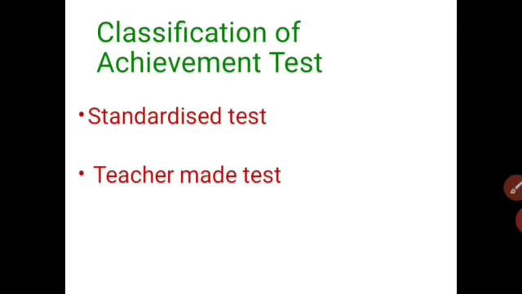Now the classification of achievement test. Achievement test can be classified into standardized test and teacher-made test. A standardized test is a kind of test which has gone through the process of standardization. It has validity and reliability. Whereas a teacher-made test is a test generally made by the teacher to assess the achievement of students.